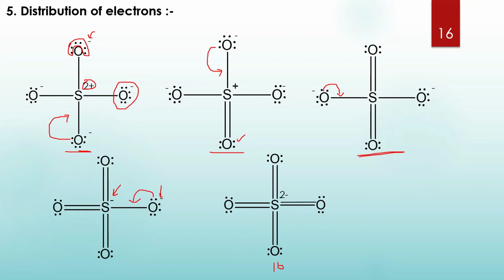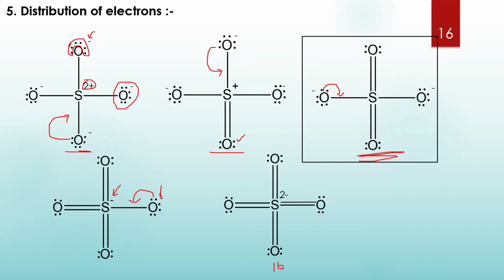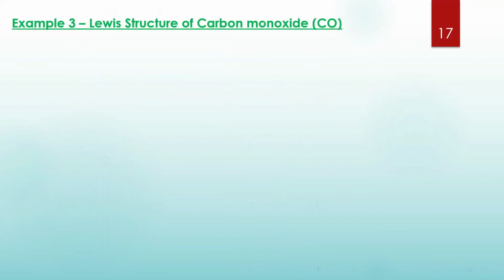And in the final structure, sulfur has a large negative formal charge. The central atom having a large negative formal charge is not preferred. So the last structure is also unstable. So the third structure has to be the most stable structure. And we'll be continuing this further under resonance structures.